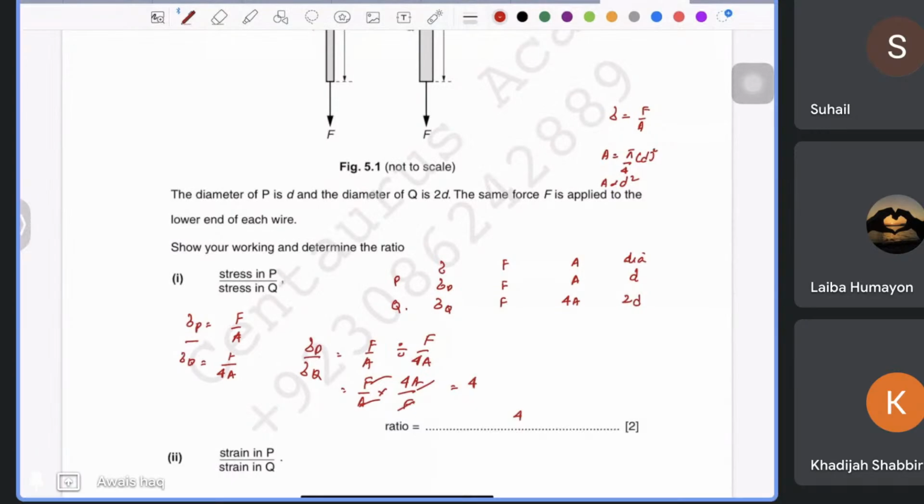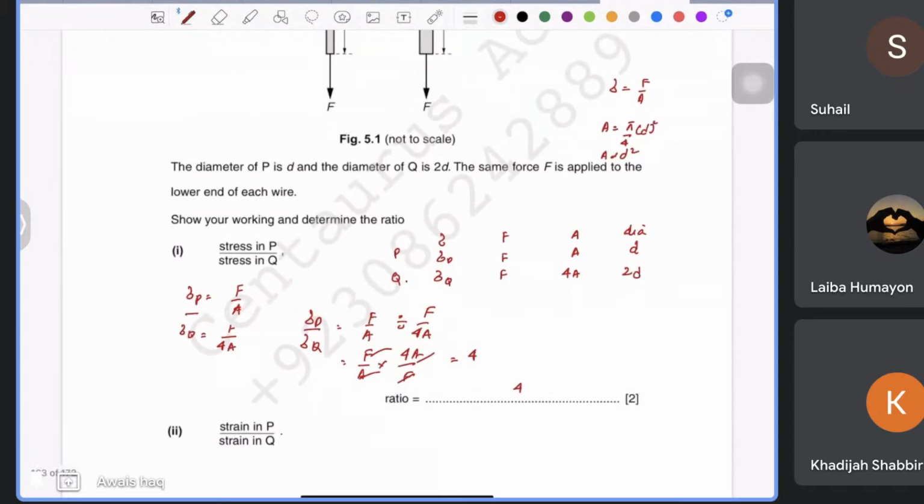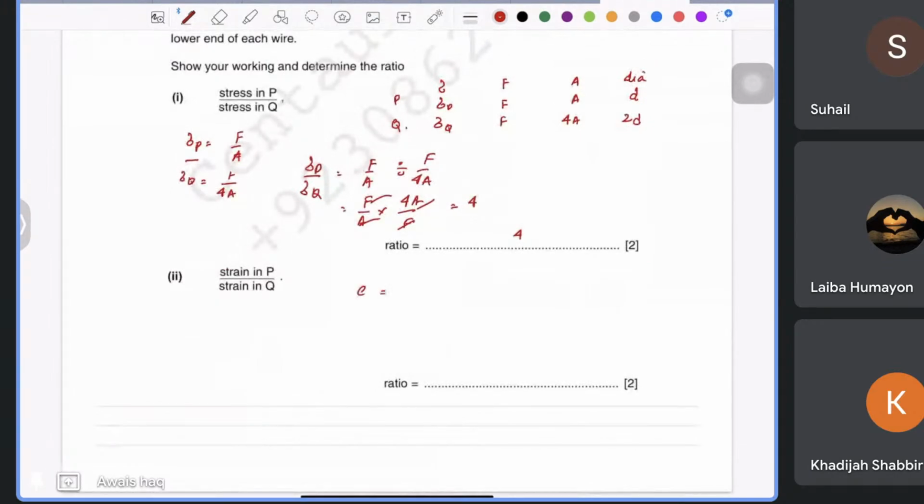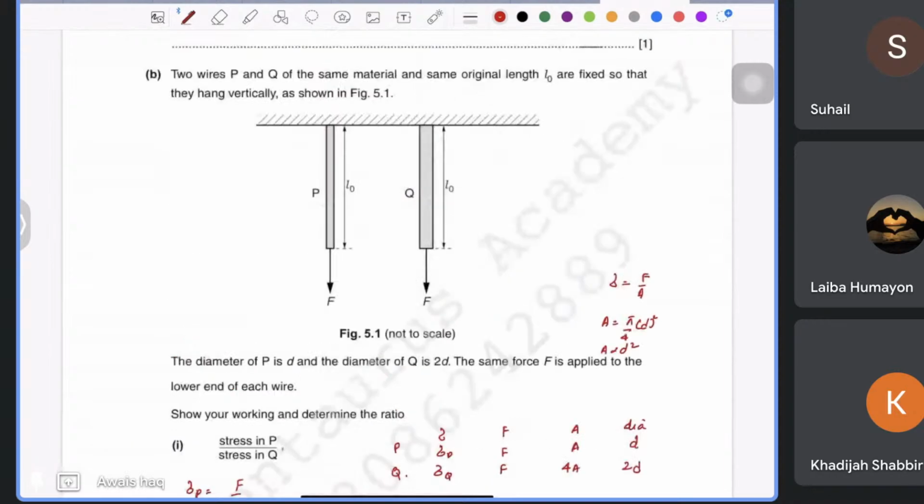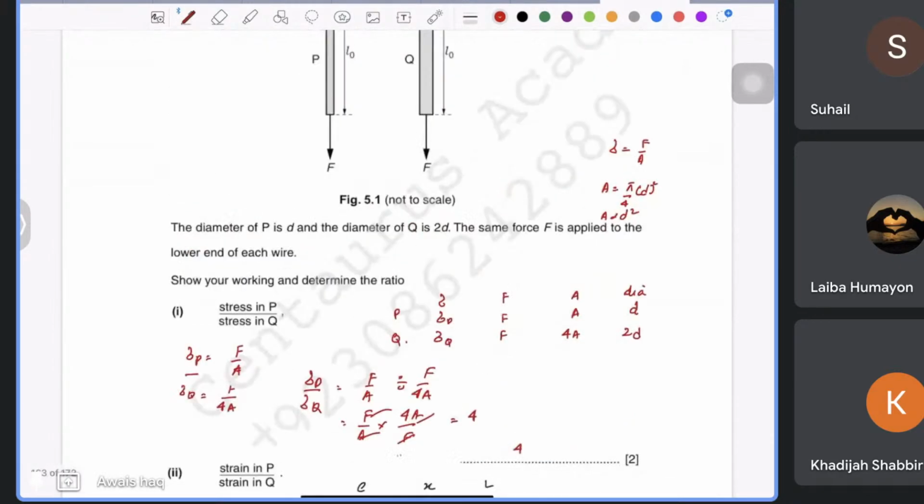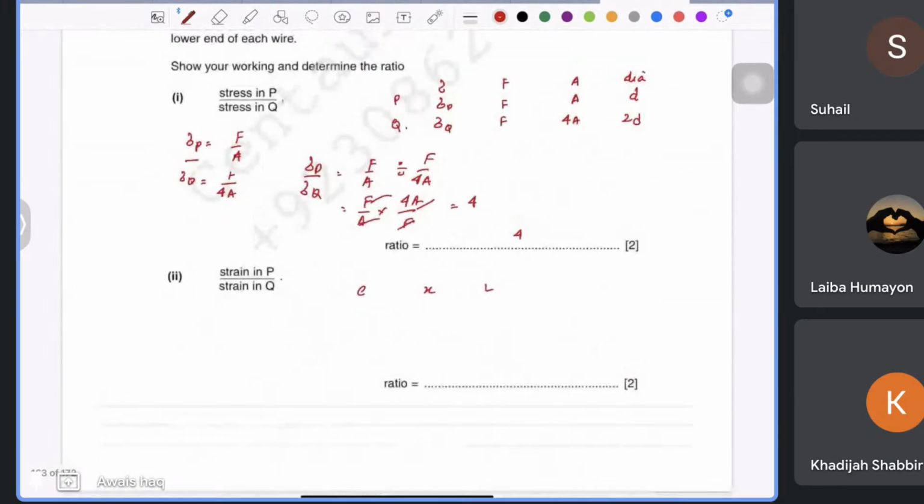Okay. Then it says strain. So we got to find strain now. Now for strain, we need extension and length. The thing is that we got the length, but we don't have the extension, unfortunately. Yeah, that's the issue. So what we can do is, because they're made from the same material, we can use the Young's modulus to find this, because Young's modulus is stress over strain. So we can write Young's modulus, stress and strain, and then P and Q.